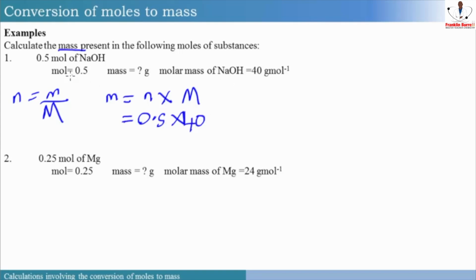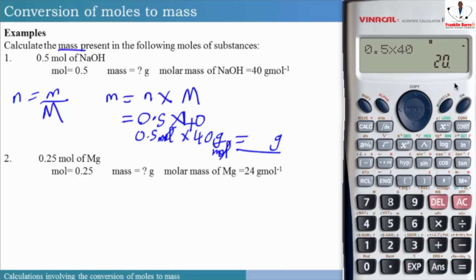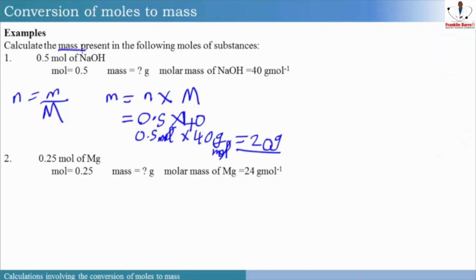Now remember to put in our units. So 0.5 moles times 40 grams per mole. So mole would cancel mole, and we would get 0.5 times 40. Our answer must be in grams. Let's calculate this value. 0.5 times 40 is equal to 20. So the mass that is present in 0.5 moles of sodium hydroxide is 20 grams.